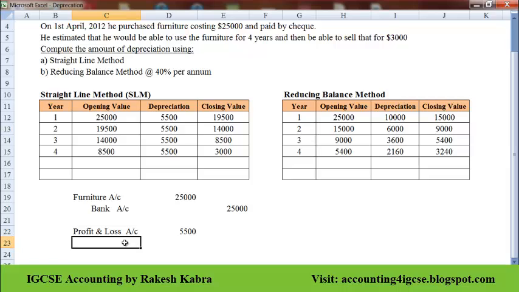Now see, I need to decrease the furniture, isn't it? So furniture should be credited.